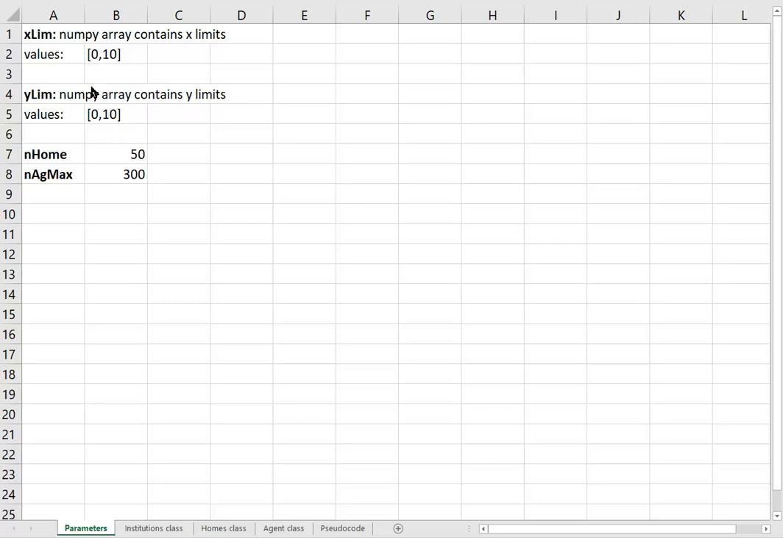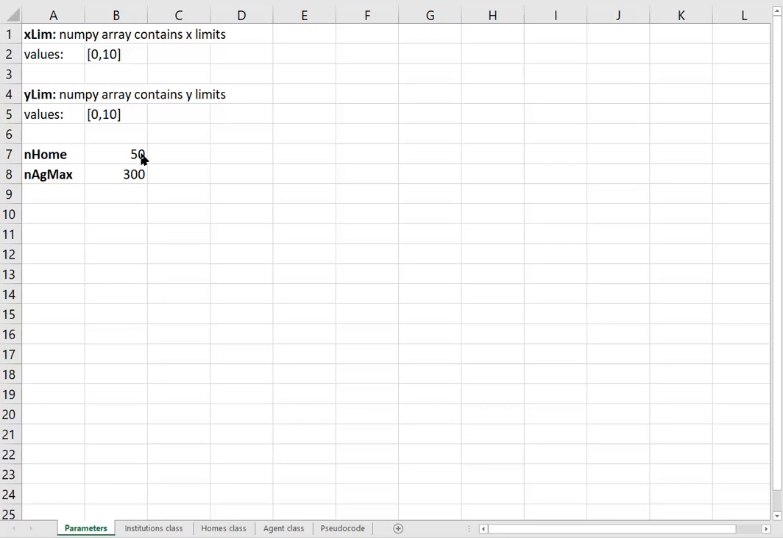Okay, so here we have xlim and ylim. We also have to decide the number of homes. We can start with 50. And the maximum number of agents. Now, agents are the people who populate the region, so we'll put 300. All right, so this is probably a small number, but we can start with this. It's good to start small and make sure that your code is working.